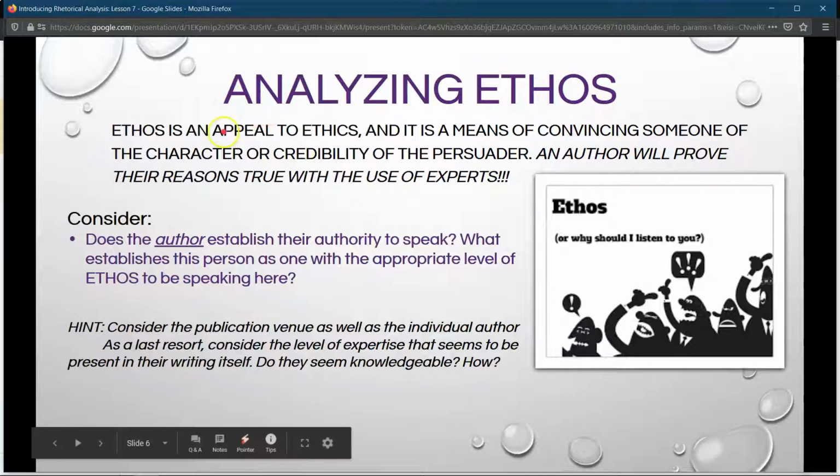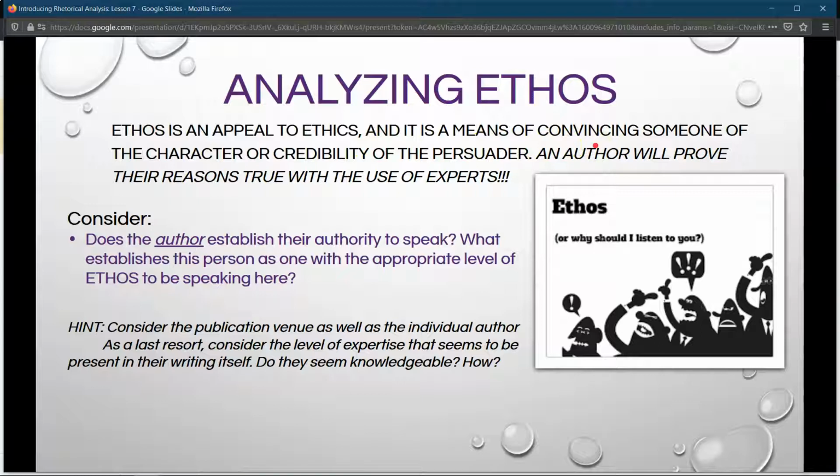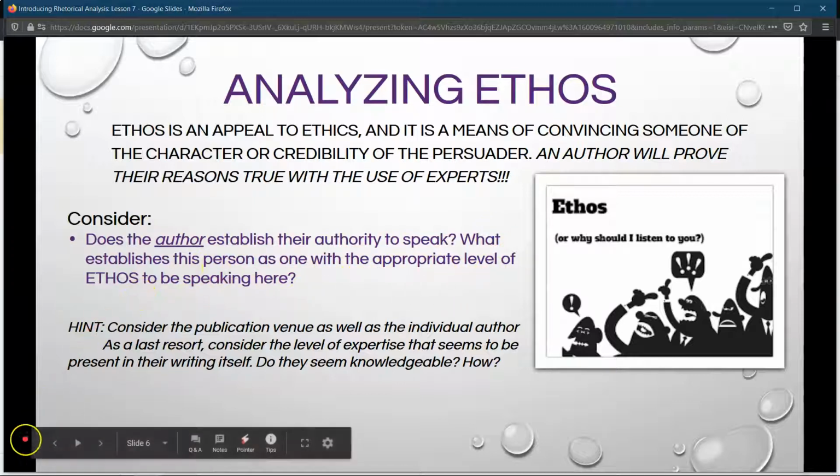So ethos. Ethos is an appeal to ethics, and it is a means of convincing someone of the character or credibility of the persuader. An author will prove their reasons true with the use of experts. So consider, does the author establish their authority to speak? What establishes this person as one with the appropriate level of ethos to be speaking here?